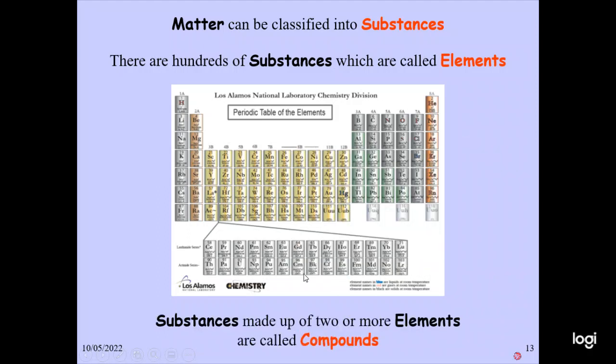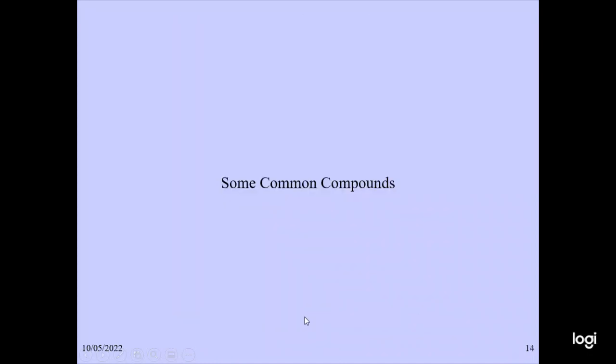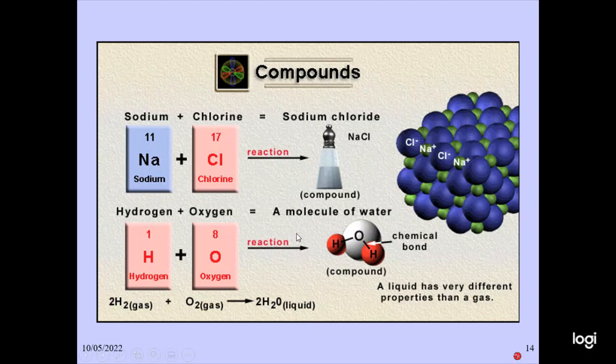Substances made of two or more elements are called compounds. Some compounds, for example, nitrogen and chlorine make nitrogen chloride. So this is the nitrogen chloride diagram. Hydrogen and oxygen compound, we call it water. So this is 2H2 plus O2, then there will be 2H2O. So H2 is a gas, O2 is a gas, but H2O becomes a liquid. Liquid has very different properties than the gas.